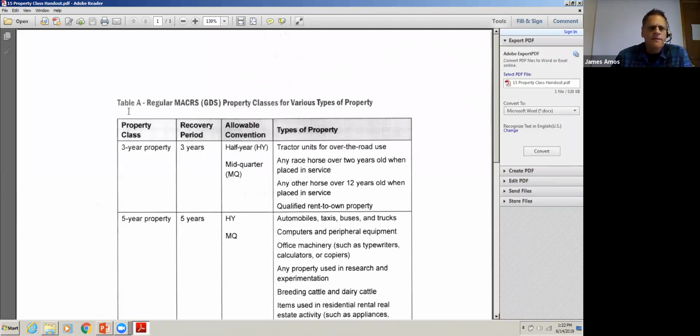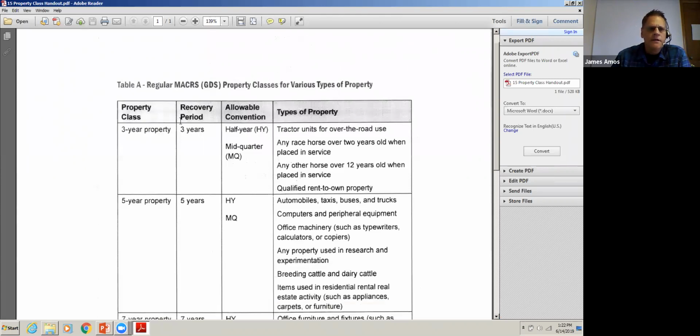Okay, so this is the property class handout. Let's look at the different columns that are here. You have a property class, the name given to the class, and you have the recovery period. Then you have the allowable conventions, and then the types of property that can fit within that. Okay, so let's kind of go through it.